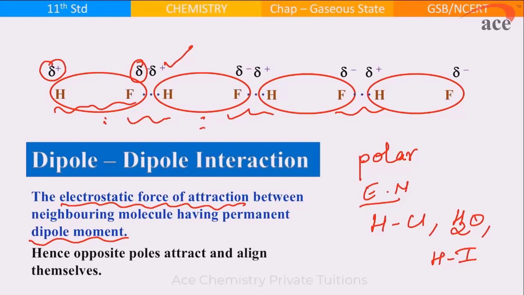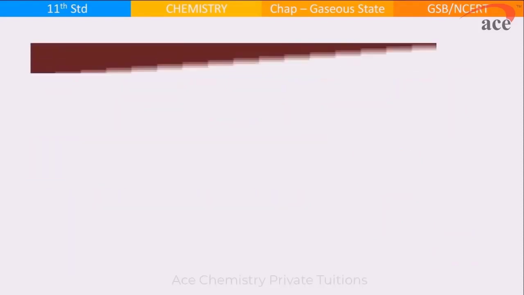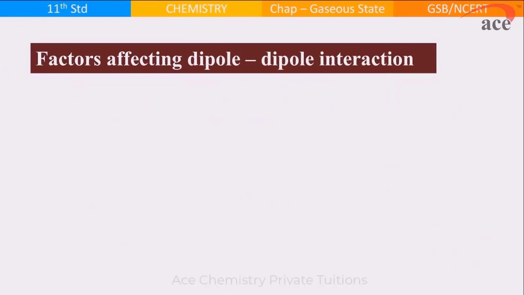What is dipole-dipole interaction? It's a force of attraction, especially the electrostatic force of attraction, between two molecules having partial negative and partial positive charges, that is poles. Since there are two poles in both molecules, we call it dipole-dipole interaction.